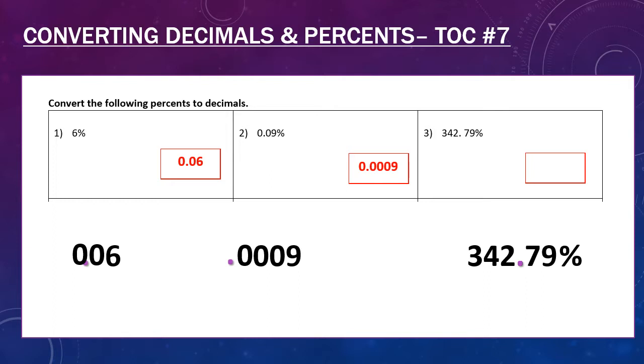Example number 3, take my percent sign off, and again, you still got to move your decimal point. It's got to jump the 2, and it's got to jump the 4 because it's going to the left, same as dividing by 100, and I end up with 3 and 4,279 10,000ths.